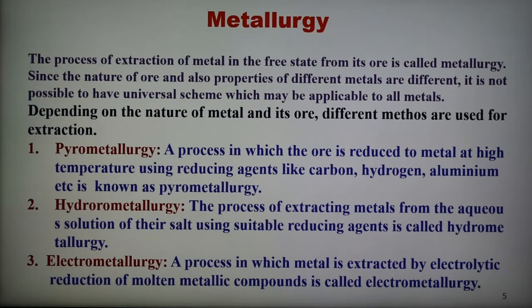And third is electrometallurgy. Electrometallurgy is a process in which metal is extracted by electrolytic reduction. So in all the cases there is a reduction. In the case of electrometallurgy, we have to carry out electrolytic reduction of the molten metallic compound. So metallurgy has three different types depending upon the nature of the metal and the ore.